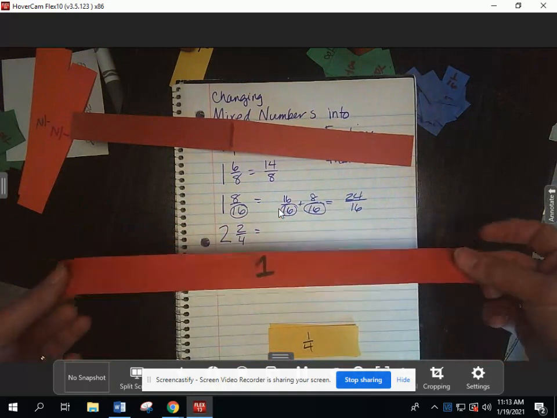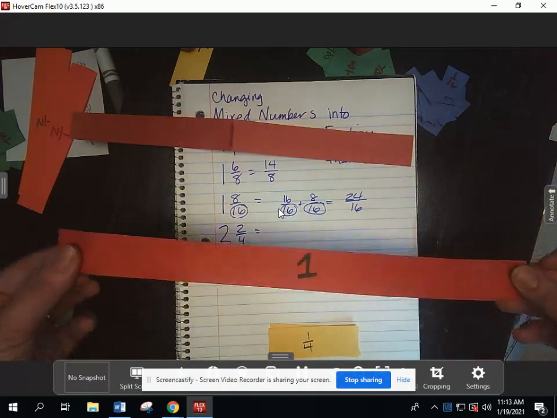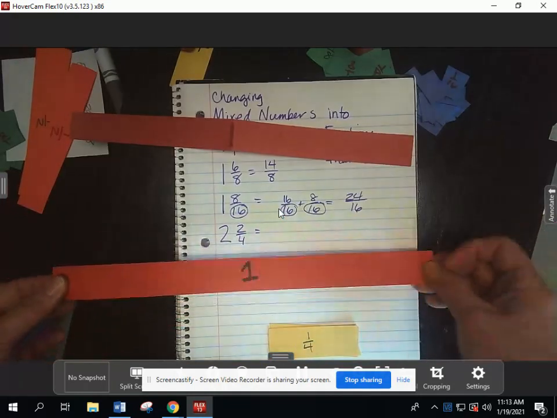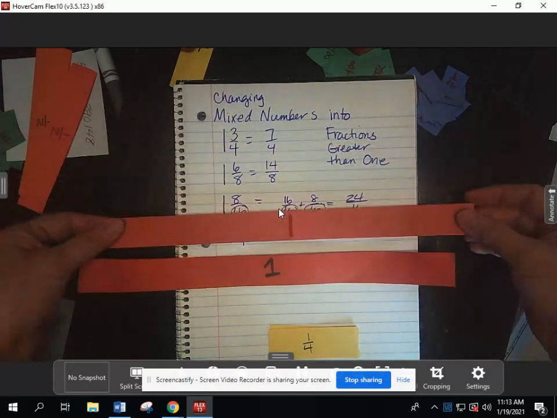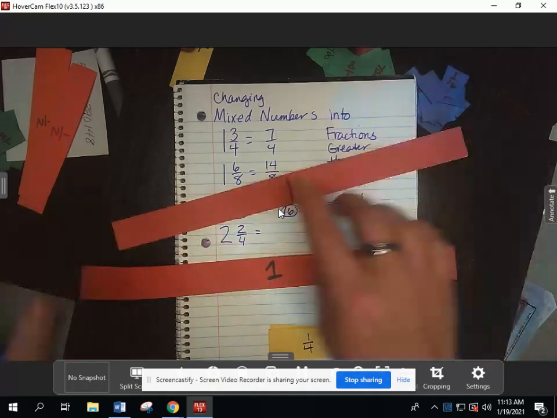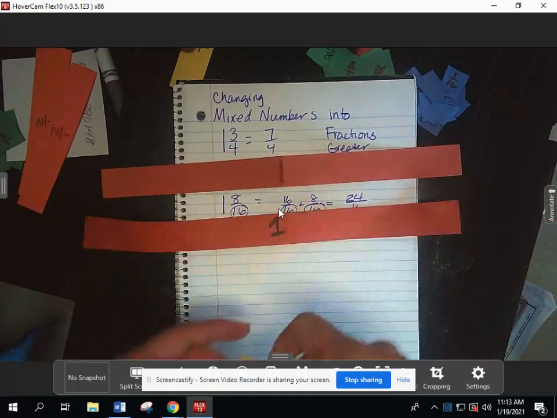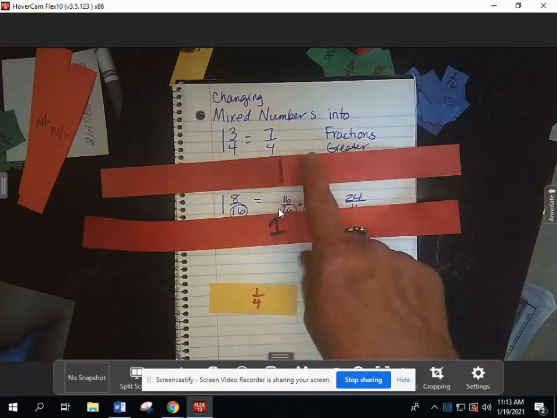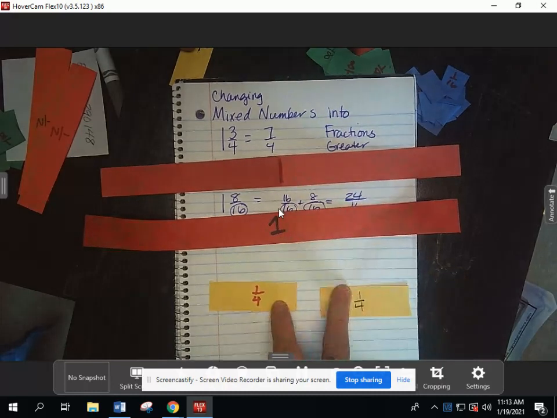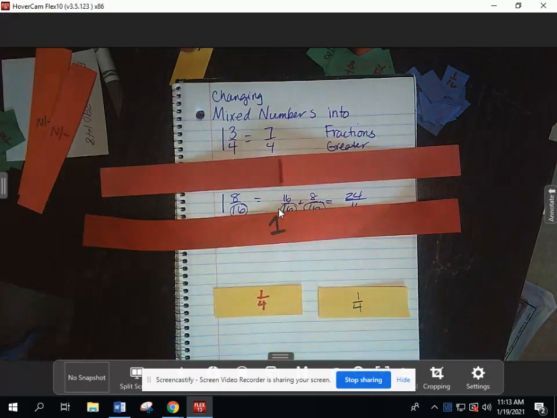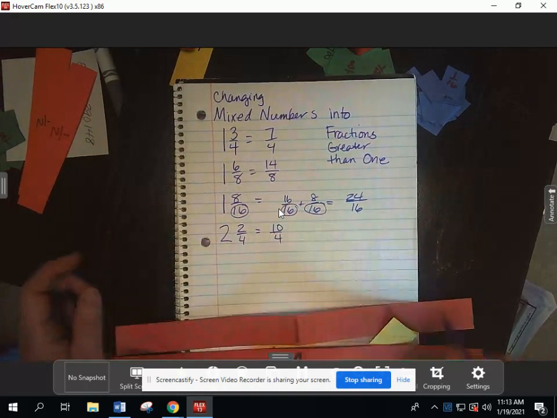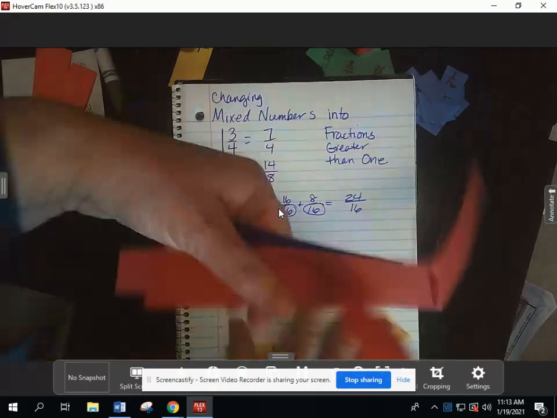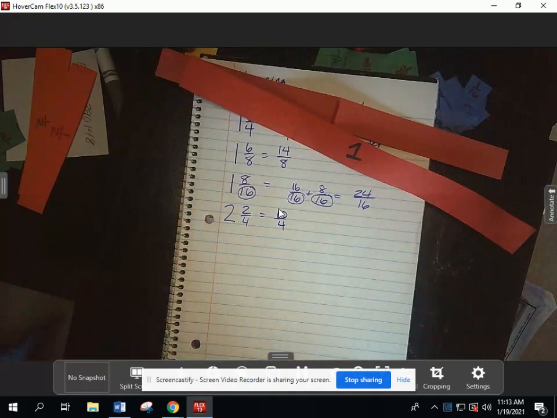So now I have how many 4ths in this piece? How many 4ths in this piece? Okay, Tucker. 4. How many 4ths in this piece? 4. So what's 4 plus 4 plus how many do I have here? 2. So I have 4 plus 4 plus 2 equals what? 10. 10/4.